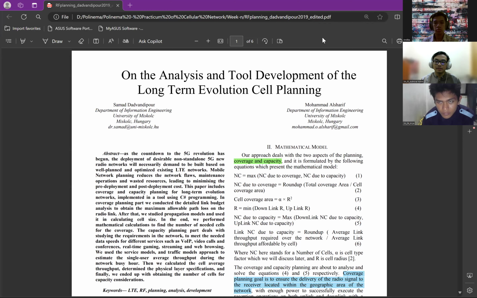Here we will present and explain the journal on the analysis and tool development of the long-term evolution cell planning. Okay, let's get started.